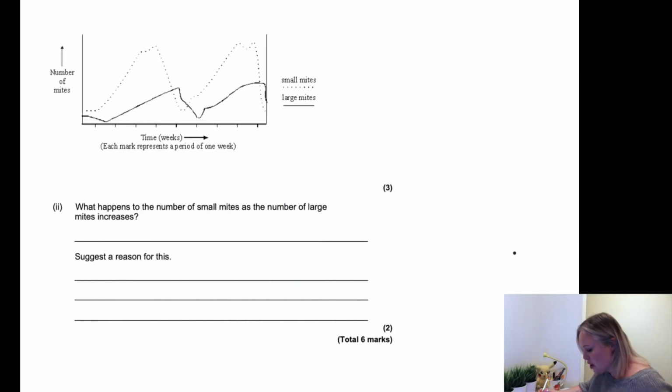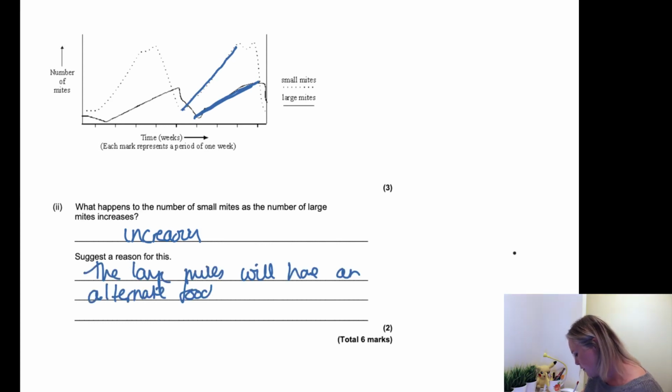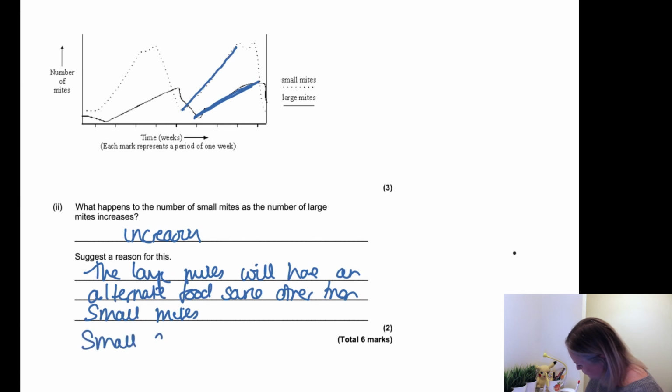So what happens to the number of small mites as the number of large mites increase? Now this is slightly different to what we know, so let's have a little look at it. Here we can see our small mites are increasing as the number of large mites are increasing. Both of them are increasing. So why is that happening? Don't forget we said that a food chain isn't an isolated system, it would actually be part of a food web. So one assumes that maybe there is another food source, and that the large mites and the small mites are breeding.